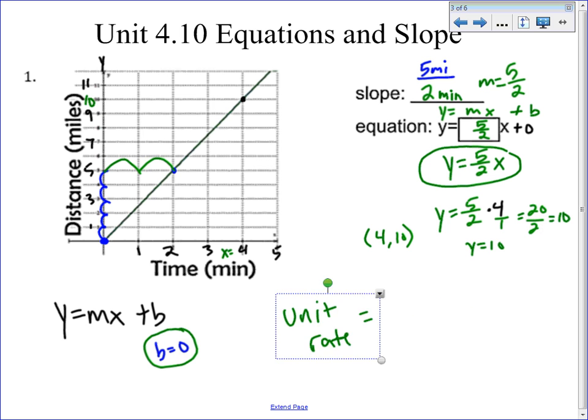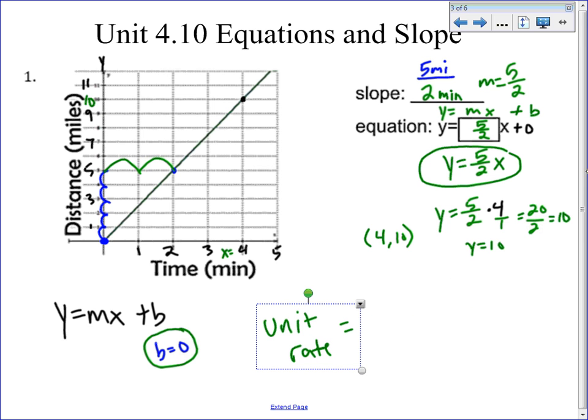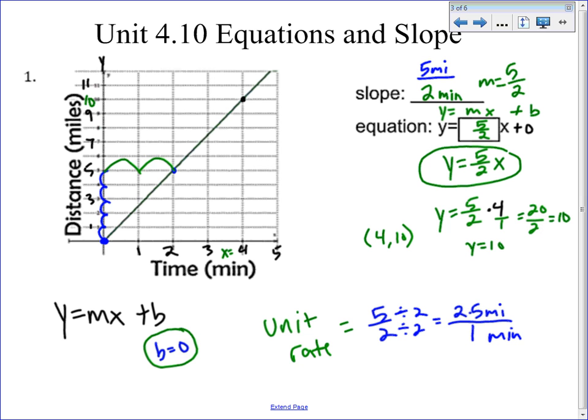Now, I really wanted to show you how unit rate is the same here as the 5 over 2. If our rate is 5 over 2, we're going to divide both by 2 to get our unit rate, like we did in the last video. And we get 2.5 miles per 1 minute. And so if this unit rate is true, we should be going up 2.5 miles, and that should give us an intersection at 1 minute.